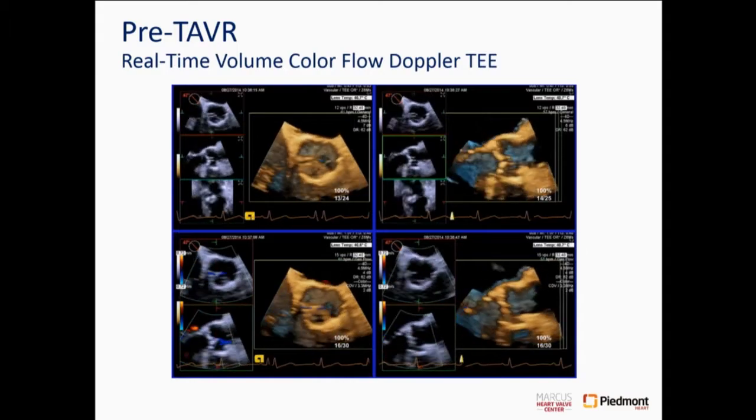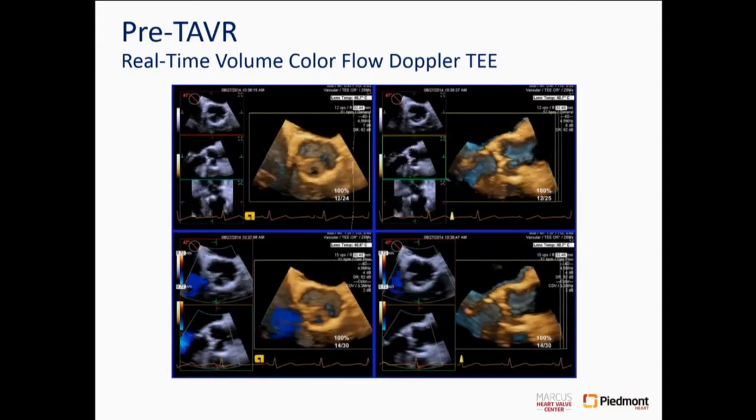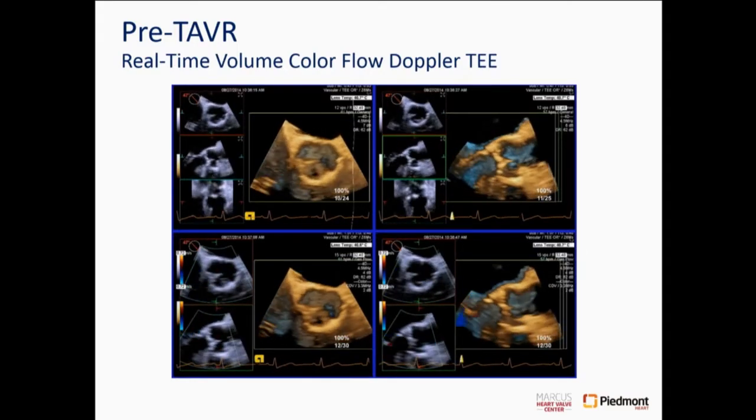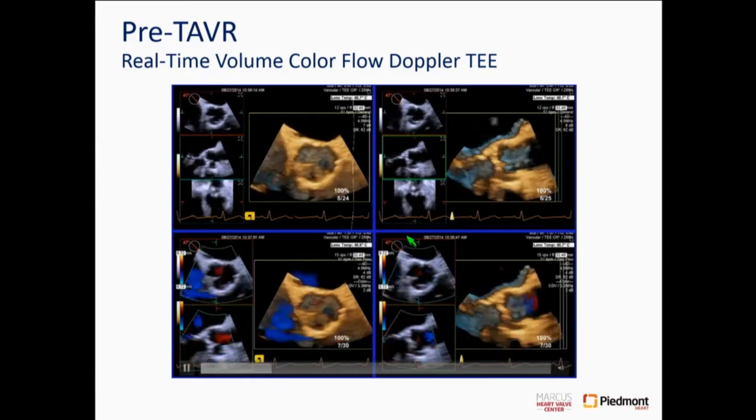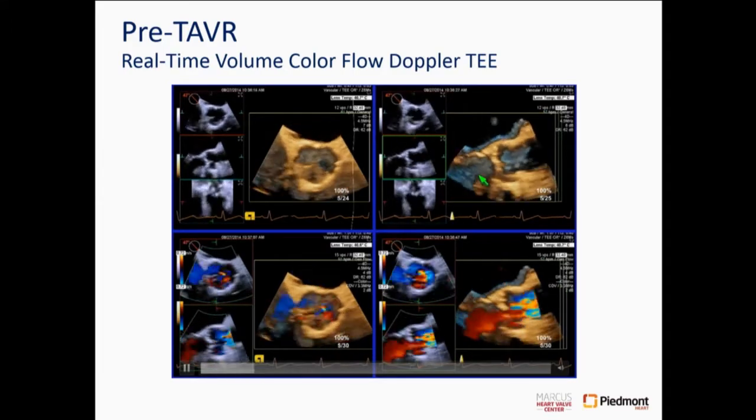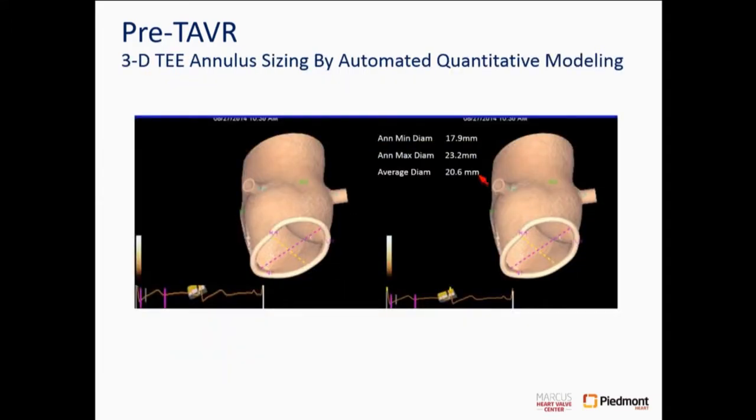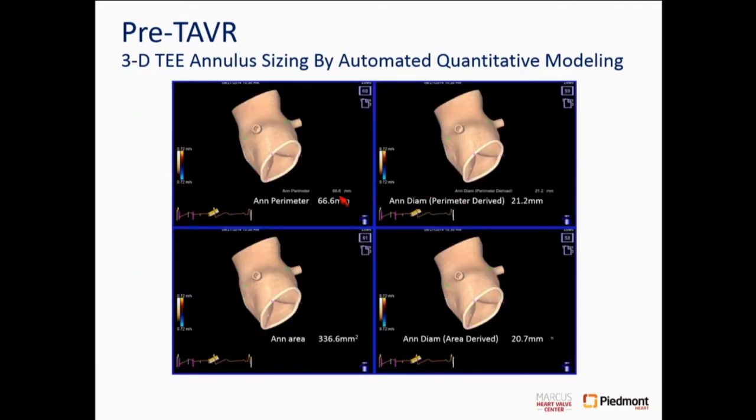So this is a real-time volume 3D, so you could do this in patients with atrial fibrillation. There is no gating involved. This is like intuitive echocardiography. From any of these data right here, either in the short axis or in the long axis, you can model the aortic root, and from the model you can derive the minimum, maximum and average diameter that is shown here. And then perimeter and perimeter derived, and area derived, much like what CT would do.